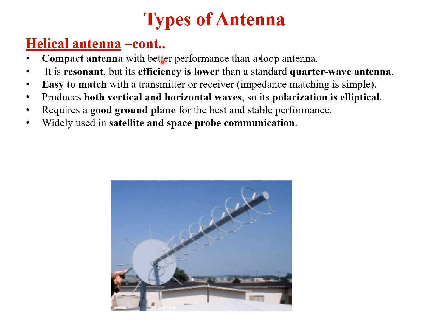It is a compact antenna with better performance than the loop antenna. It is resonant, but its efficiency is lower than the standard quarter wave antenna. It is easy to mate with the transmitter and receiver since the impedance matching is very simple. It produces both vertical and horizontal waves, so the polarization is elliptical, and it requires a good ground plane for best performance. Widely used in satellite and space probe communications.